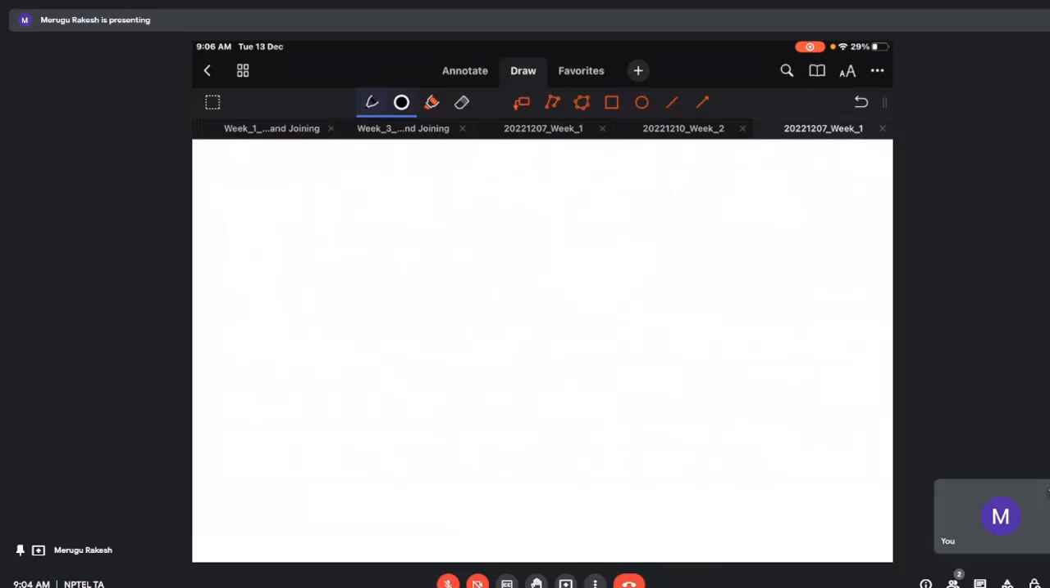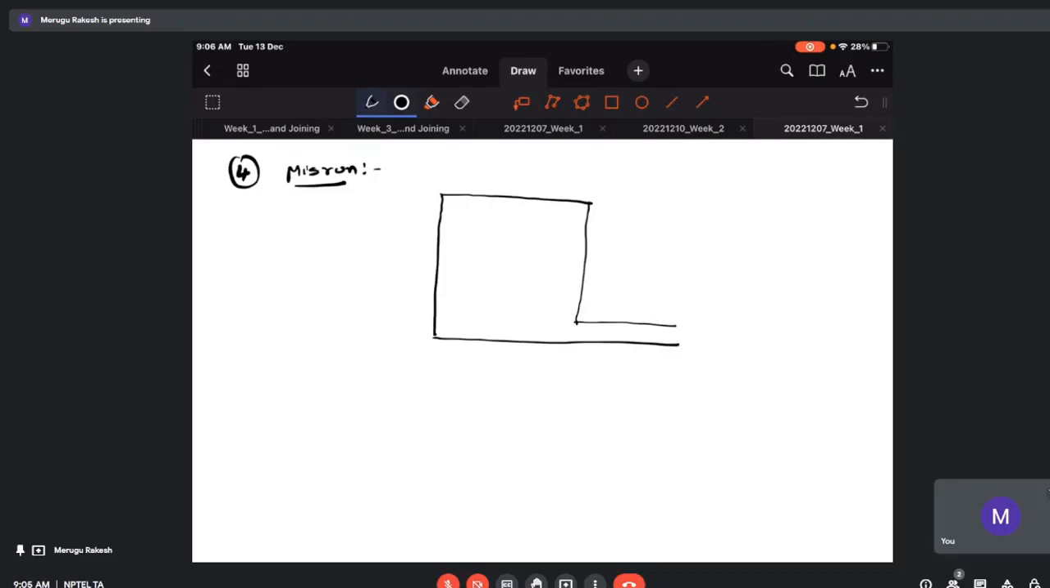So the next one is the misrun. As you have seen earlier, there was a casting like this with a step, and the filling stopped till here. So there is an incomplete filling of the casting. This defect is called misrun.